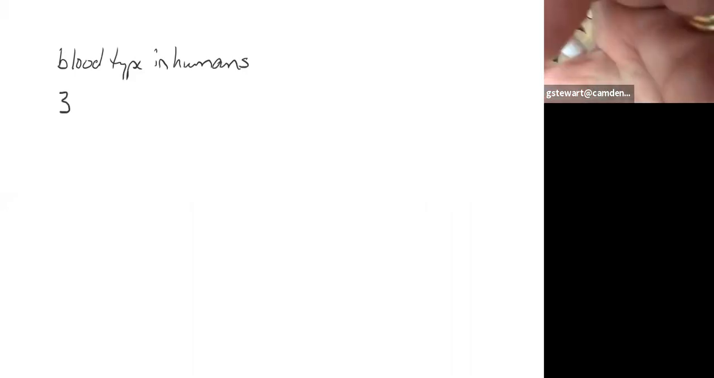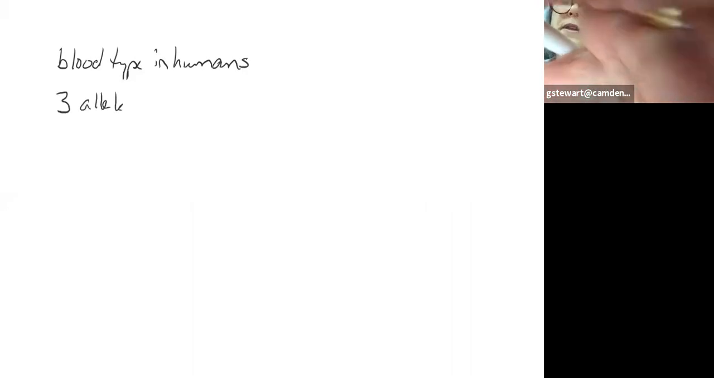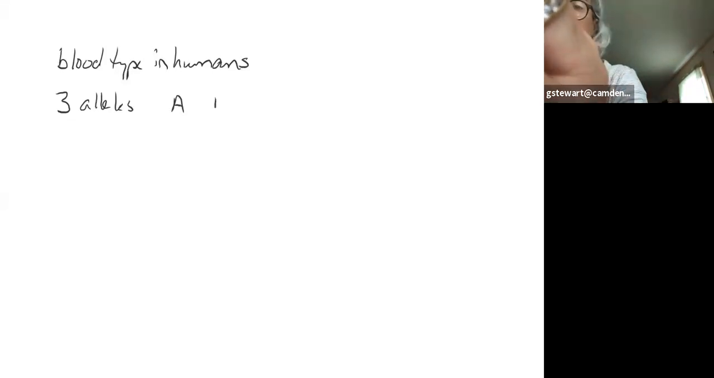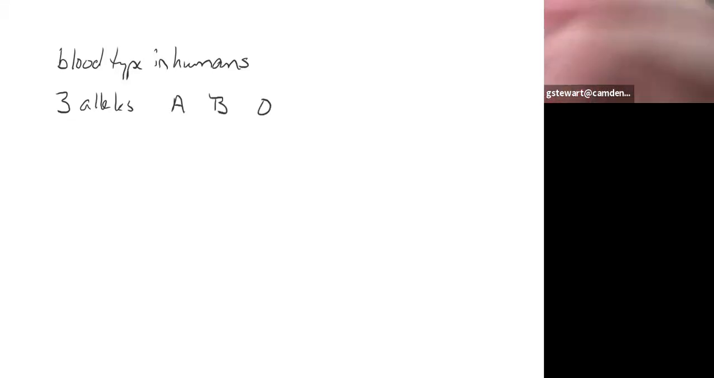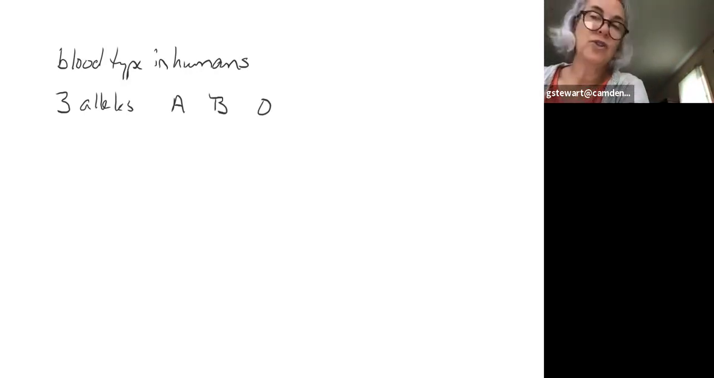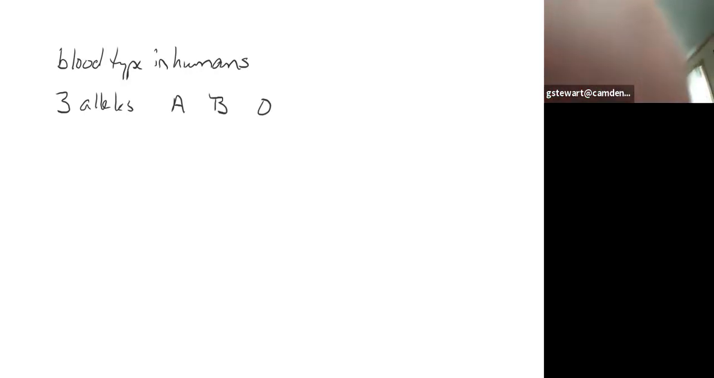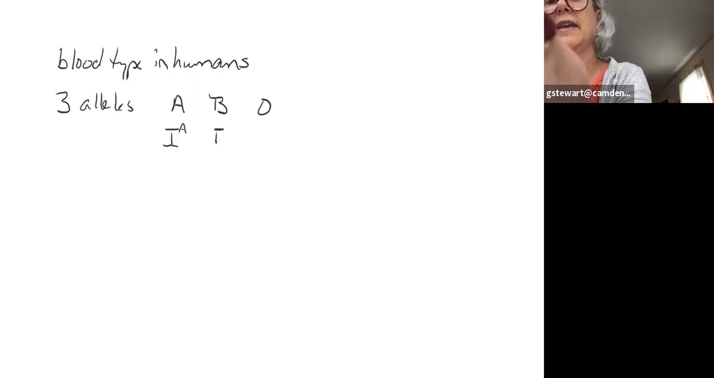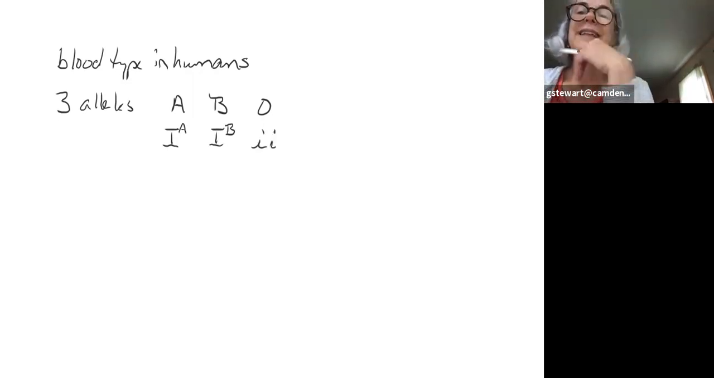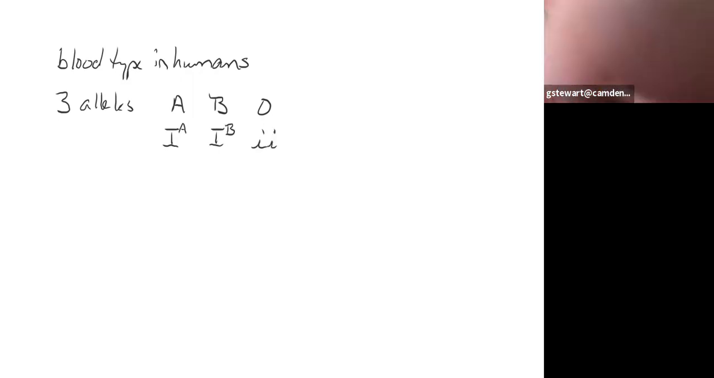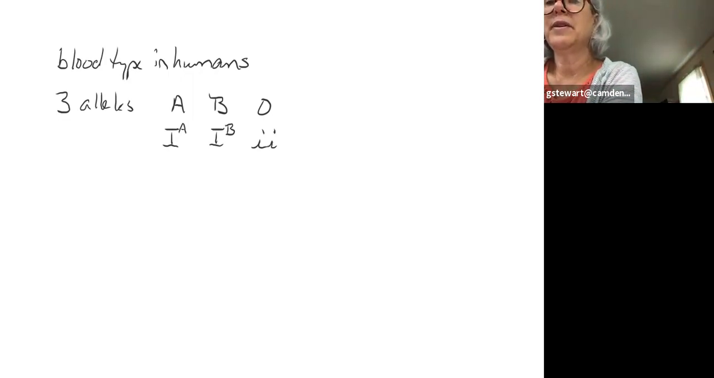So we have 3 alleles for blood type, A, B, and O. And again, the notation changes. When you see it in your textbook, it's going to be depicted like this. The capital letter I with a superscript of A, capital letter I with a superscript of B to indicate they're codominant, and O is going to be indicated by 2 little i's because that is the recessive trait. So we have 3 alleles, 2 show codominance.